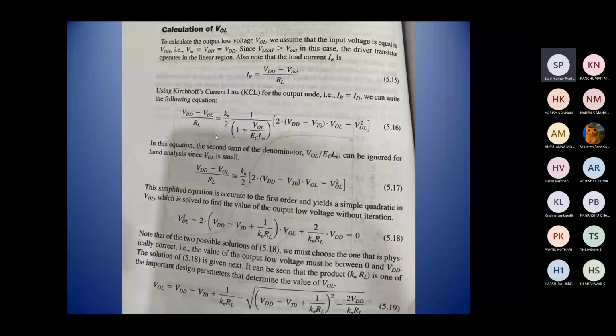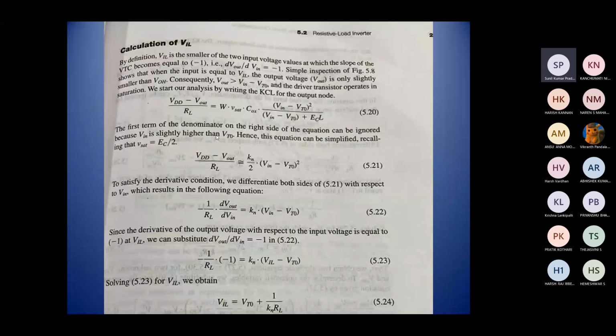Now, we can calculate the input voltage. By definition, the input low voltage is the smaller of the two input voltage values at which the slope of the voltage transfer characteristics becomes -1, that is dVout/dVin equals -1. A simple inspection shows that when the input is equal to VIL, the output voltage Vout is only slightly smaller than the output high voltage VOH. Consequently, the output voltage is greater than the difference between the input voltage and the threshold voltage, and the driver transistor operates in saturation.